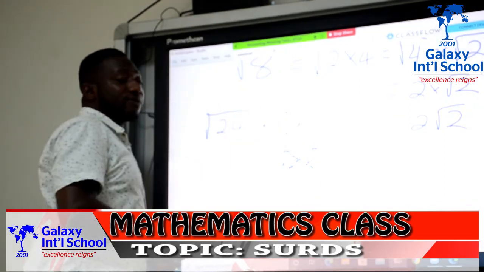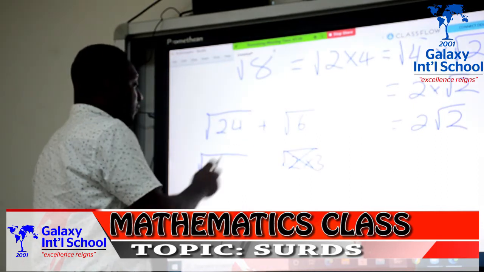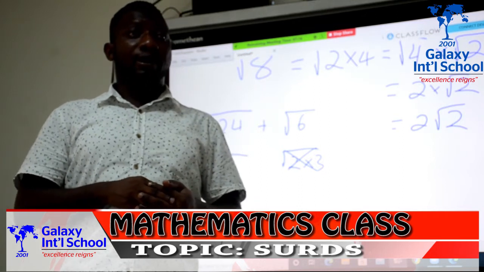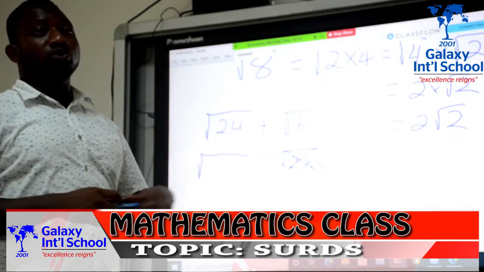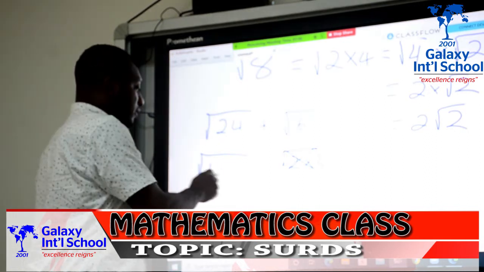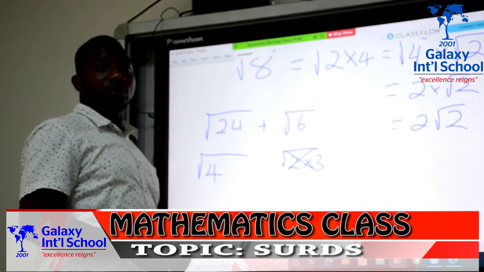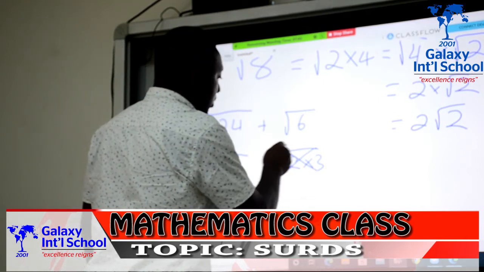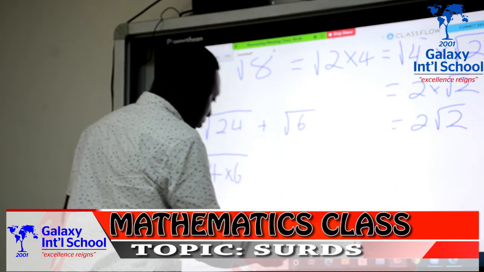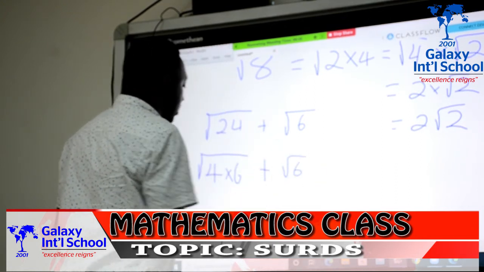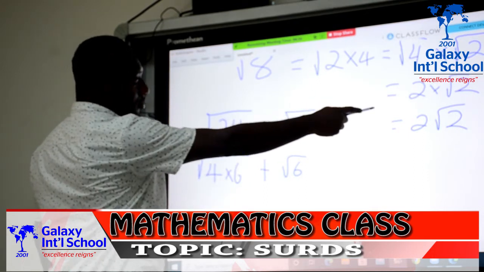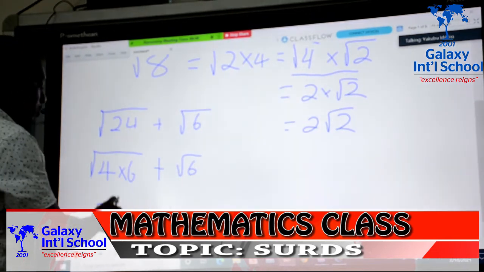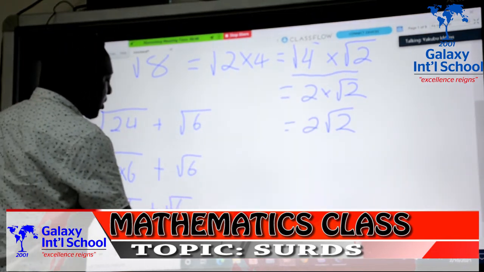But when we come to the square root of 24, we can find a perfect square in it. What will the perfect square be? A factor of 24. We know that we have 4, and 4 times 6 will give us 24. So using this method, we can write the square root of 4, which gives us 2, so 2 root 6 plus root 6.